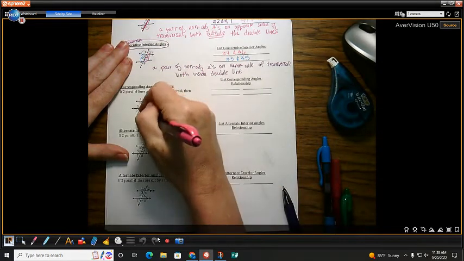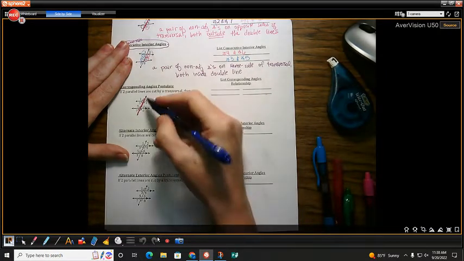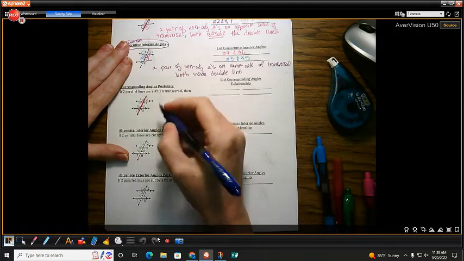Oh look, I have a picture. There is a transversal cutting across two lines. What do you notice is special about my two lines? They're parallel. How do you know? It gives arrows. I've got the extra arrows telling me they're parallel. So now I've got parallel lines being cut by a transversal, not just any old lines. These ones are parallel.